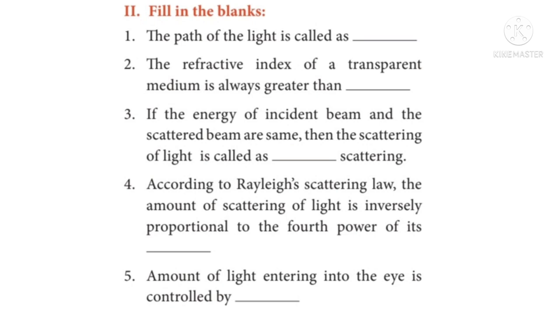Fill in the blanks. Question number 1: the path of the light is called as dash. Answer: a ray. Second question: the refractive index of a transparent medium is always greater than dash. Answer: 1. Third question: if the energy of incident beam and the scattered beam are same, then the scattering of light is called as dash scattering.